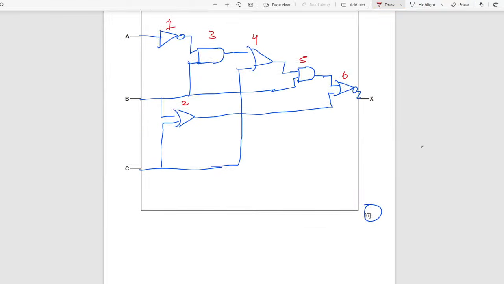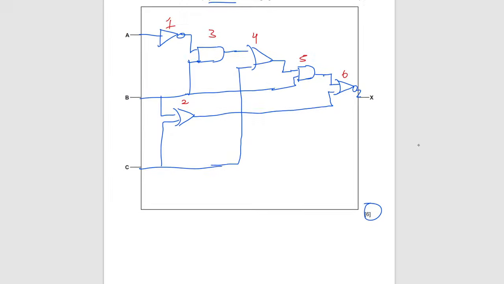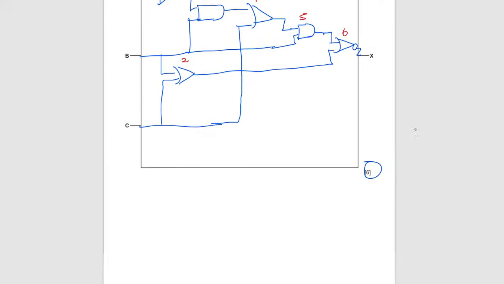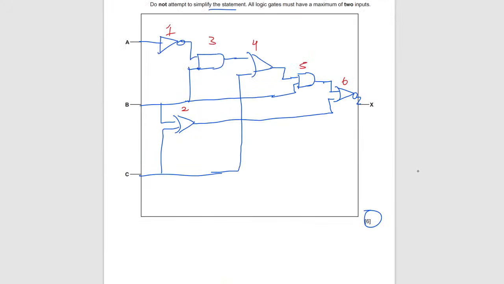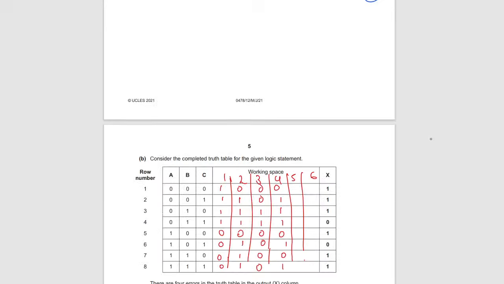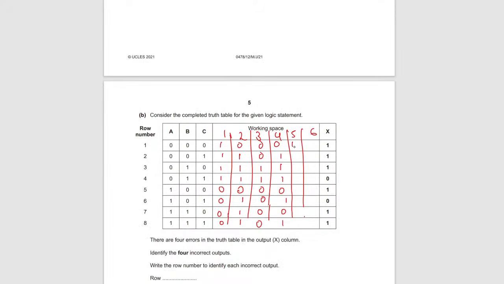4 is 3 and C. So C and 3 are joined by an OR gate, so we add C and 3, so that would be 0, 1, 1, 1, 0, 1, 0, 1. There you go. Number 5 is joined by 4 and B. So we're joining 4 and B, and this is an AND gate. So here it'll be 0, here it'll be 0, here it'll be 1, here it'll be 1, here it'll be 0, here it will be 0, here it will be 0, here it will be 1.